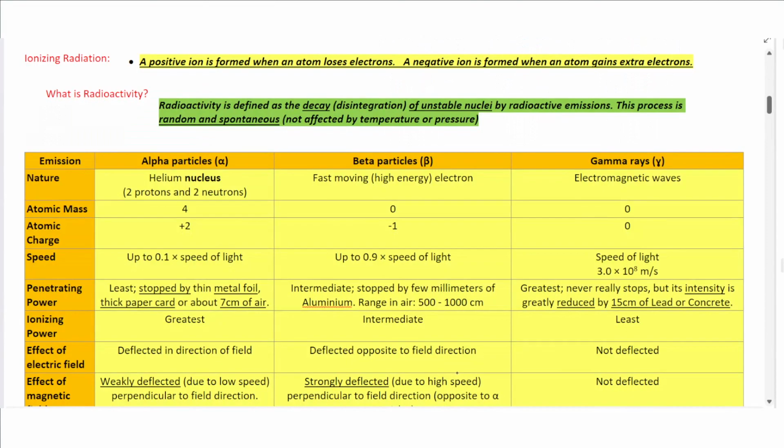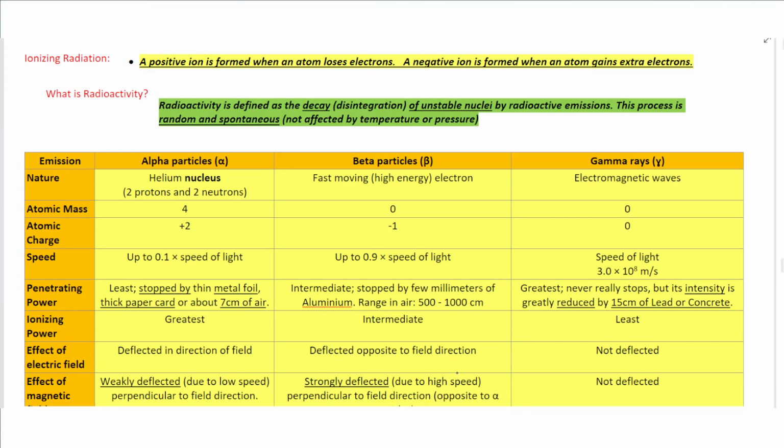Now, unstable elements can emit ionizing radiation, which is radiation that causes the atoms around the source of radiation to be either positively ionized or negatively ionized. A positive ion is an atom that loses electrons. A negative ion is an atom that gains electrons. And the kind of emissions from an unstable nucleus causes ionization around the nucleus.